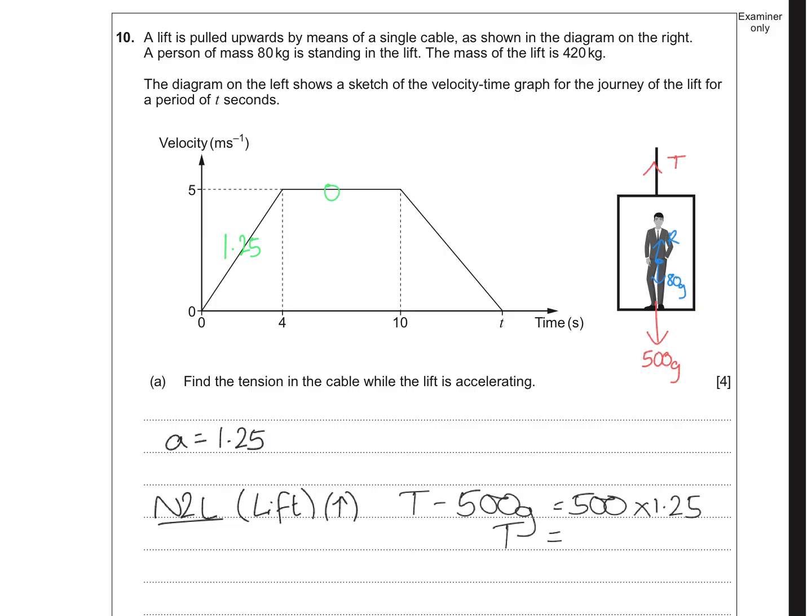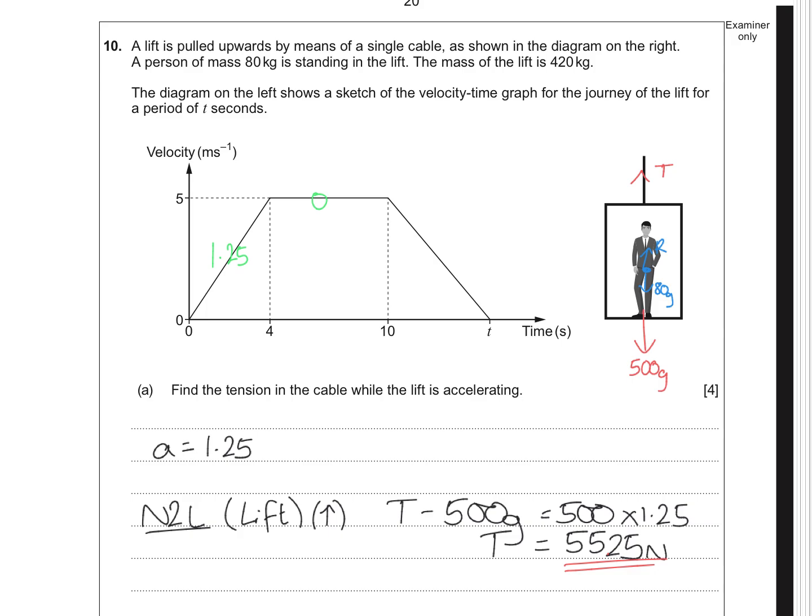Now again, you could work that in your head if you wanted to. It's 500 times 9.8 plus 1.25, which is 11.5. So what's that, 5,525? Yeah, 5,525 newtons. Lovely. That's a lot of working out space for a short question. Okay, we'll move on to part B on the next page.